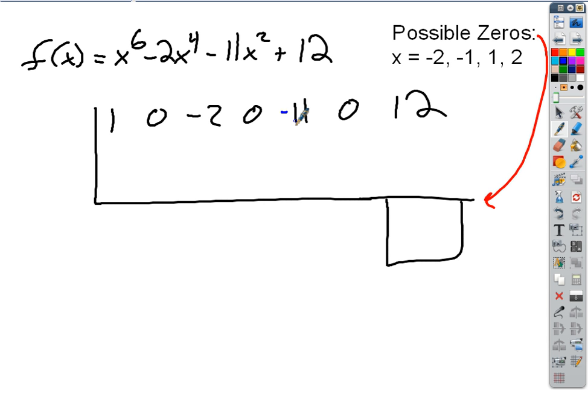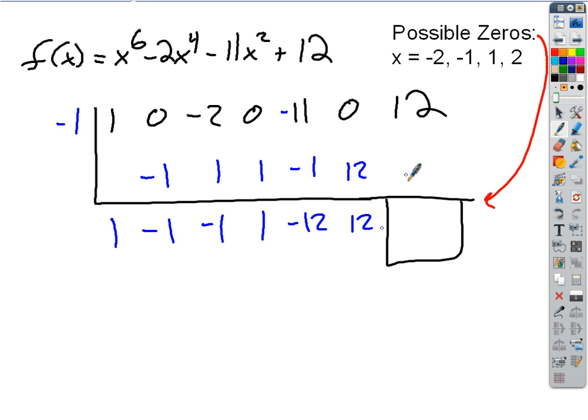Let's put a negative 1 out there. And then what's down here? Negative 1. Negative 1 works. Negative 1 worked. Okay, now I want you to see something here. So that tells us it worked.